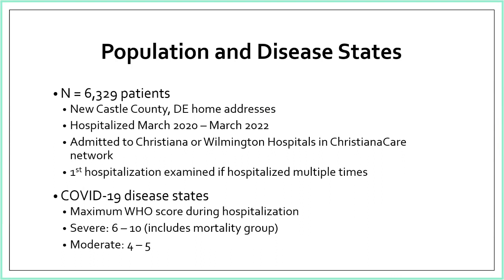So our population was just over 6,300 patients, all with Newcastle County home addresses that we geocoded. They were hospitalized between March 2020 and March of 2022 and admitted to either Christiana or Wilmington hospitals. And we examined the first hospitalization if they were hospitalized multiple times. For COVID-19 disease states, we looked at the maximum WHO score during their hospitalization, characterized severe as that 6 to 9 grouping and included the 10 for mortality, and the moderate was the same, 4 to 5.